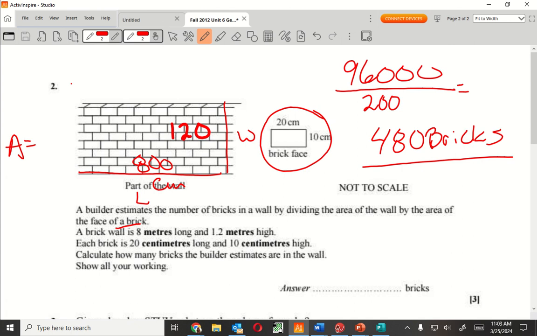We get 480 bricks right there. On all these questions, it actually gives you enough information to get you started off on most of these.